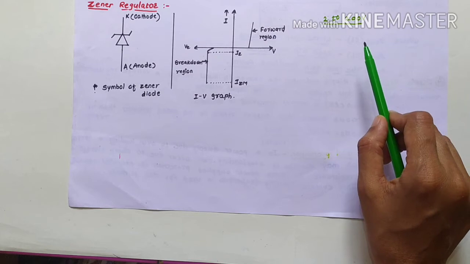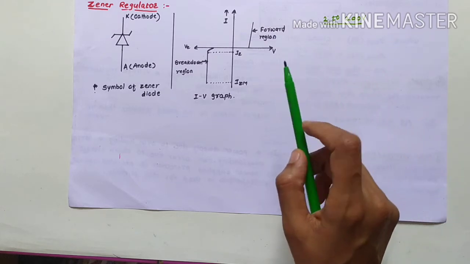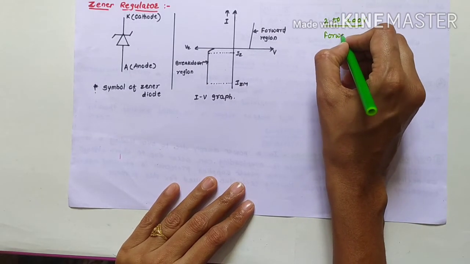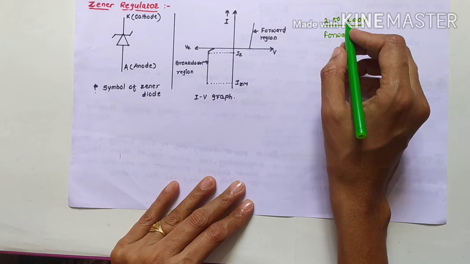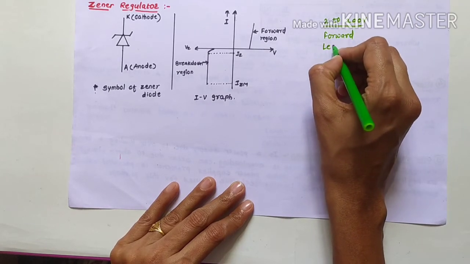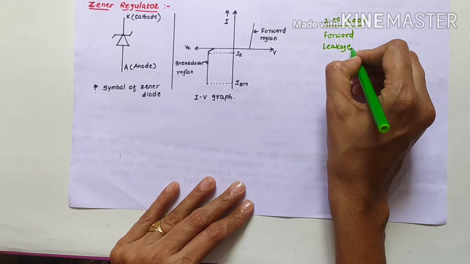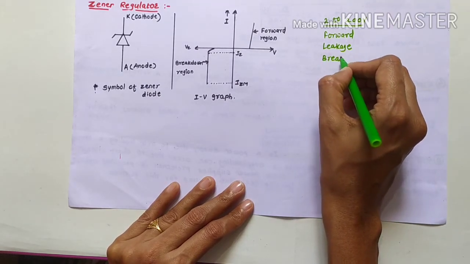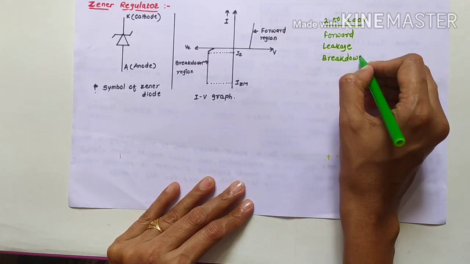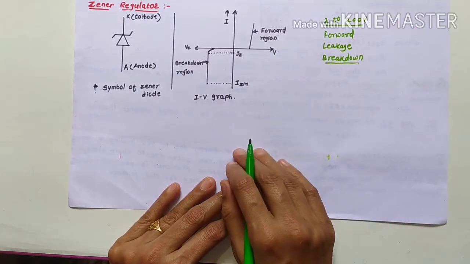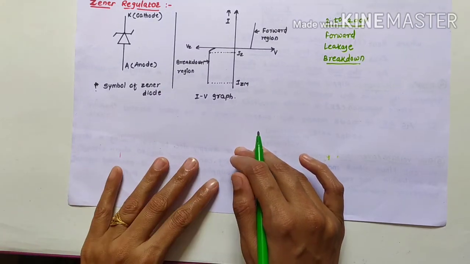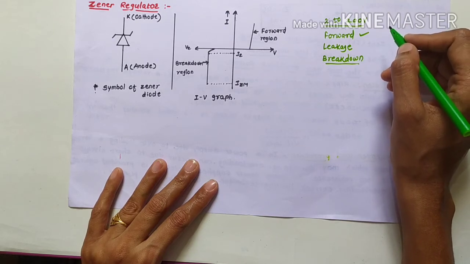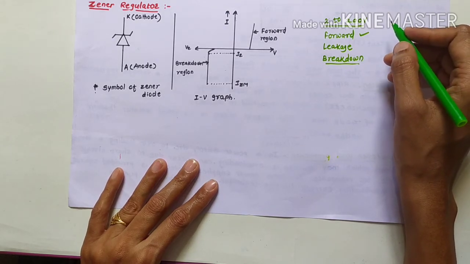Therefore, a Zener diode can operate in any of 3 regions: forward, then reverse or leakage, then breakdown. Means in the forward region, the Zener diode acts like an ordinary diode. It starts conducting at about 0.7 volt.